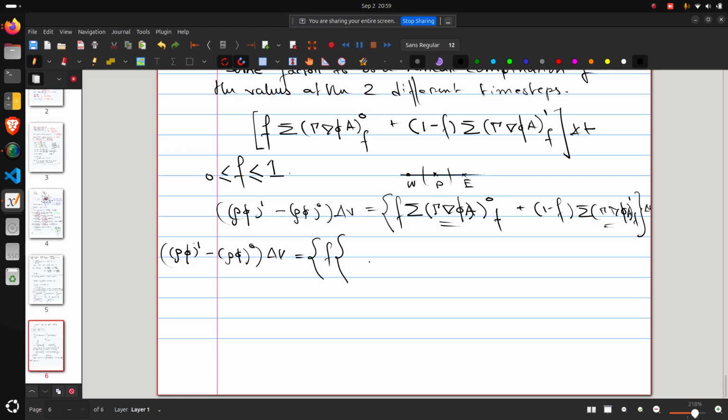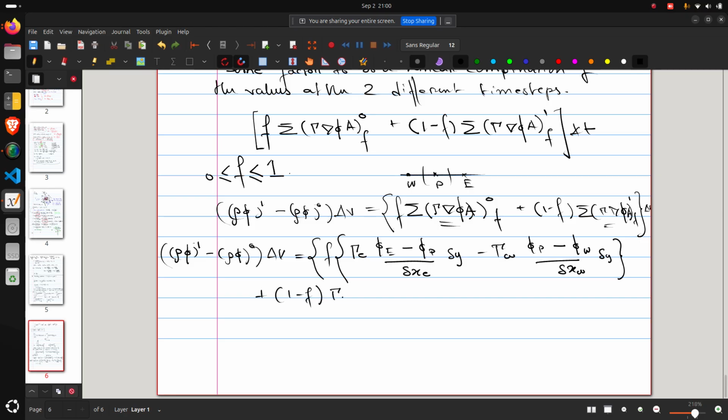So this will be nothing but f times gamma e, phi e minus phi p by del x e, times delta y, or the area, minus gamma w, phi p minus phi w by del x w, delta y, plus 1 minus f times gamma e, phi e minus phi p by del x e, del y, minus gamma w, phi p minus phi w by del x w, delta y, multiplied by del t. Okay.